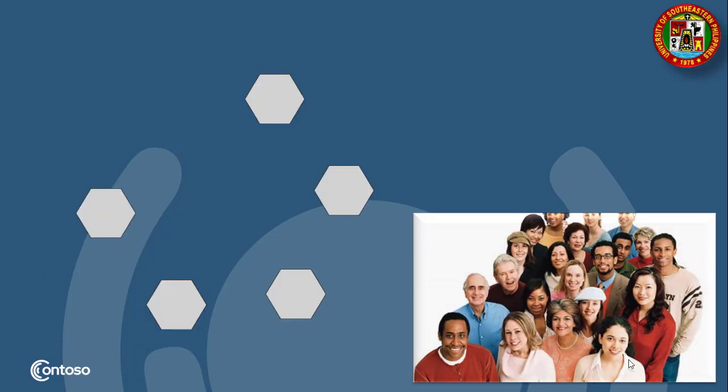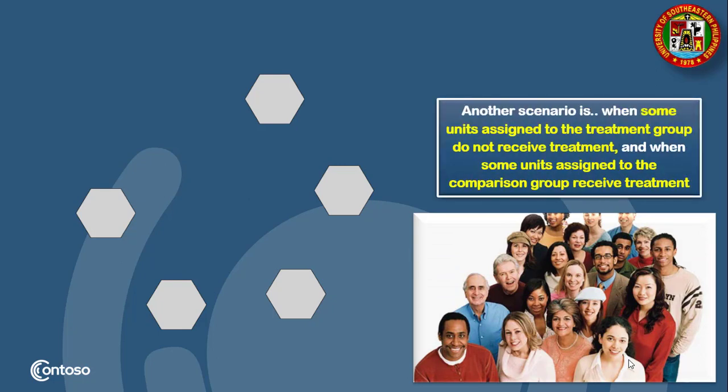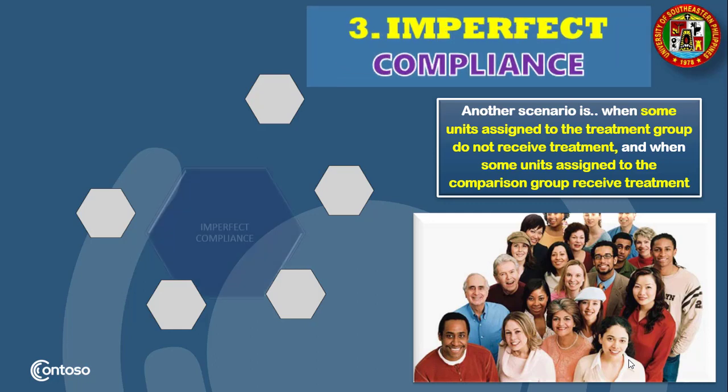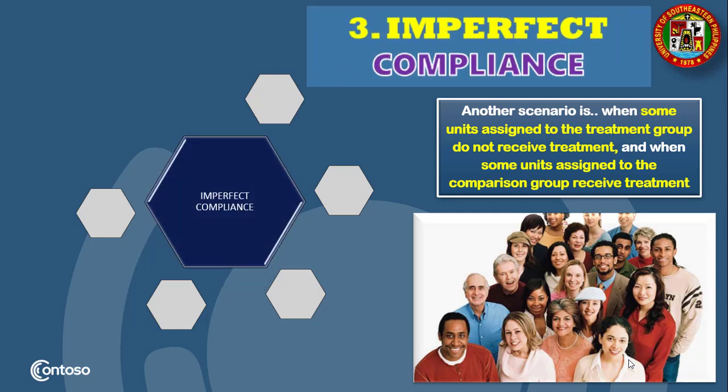The third scenario is the imperfect compliance. Imperfect compliance happens when some units assigned to the treatment group do not receive treatment, and when some units assigned to the comparison group receive treatment. Imperfect compliance can occur in a variety of ways.